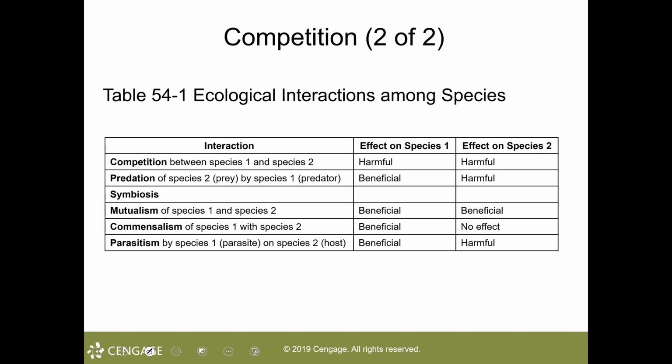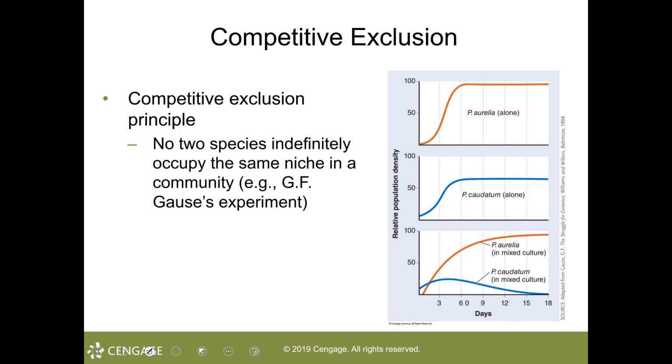So here, let's get through a few more ecological interactions among species. Here we're at competitive exclusion. Make sure you all can describe this on your test. This was shown in the past with Gause. You can see this on page 1177. The struggle for existence. So Gause postulated that no two species can indefinitely occupy the same niche in a community.